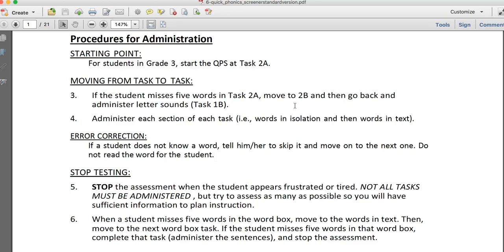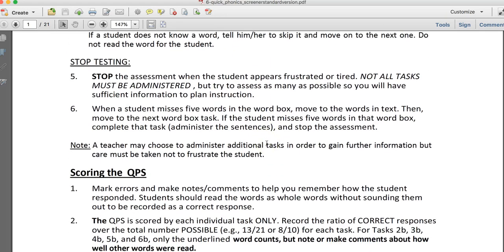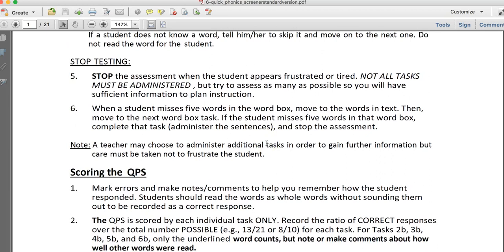For error correction in this assessment, if they don't know a word, tell them to skip it and move on to the next one. Do not read the word for the student. If the student starts to appear frustrated or tired, you can stop. You don't have to assess all of the tasks, but we want to assess as many as we can so that we have a sufficient amount of information. And we know that when we take information to our teams and our schools for consideration for RTI or for additional assessment, we need to be sure that we have data and that we are well documented.